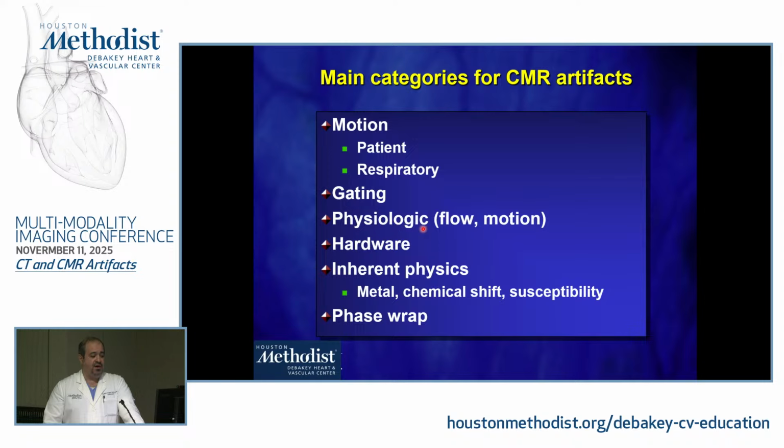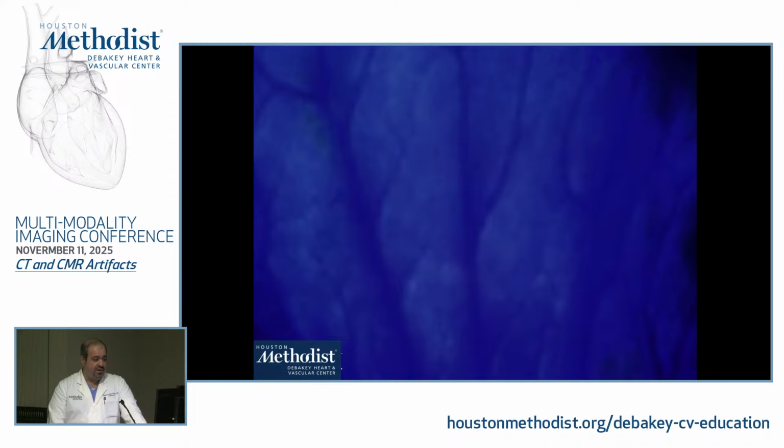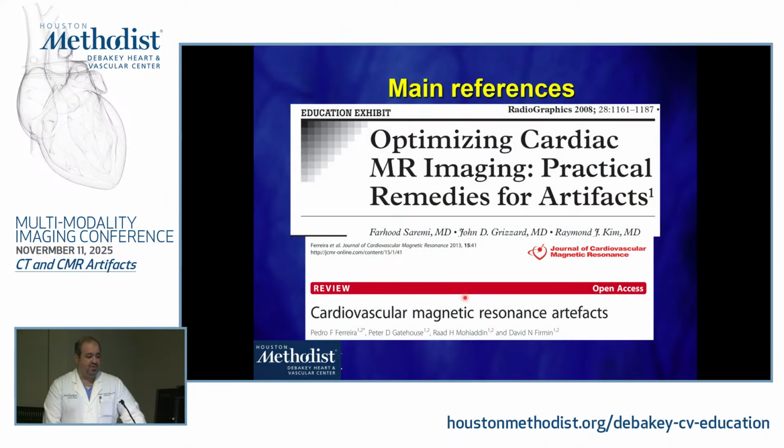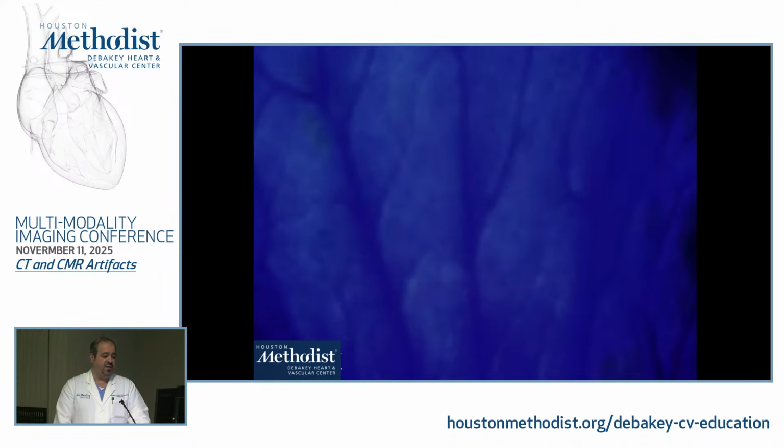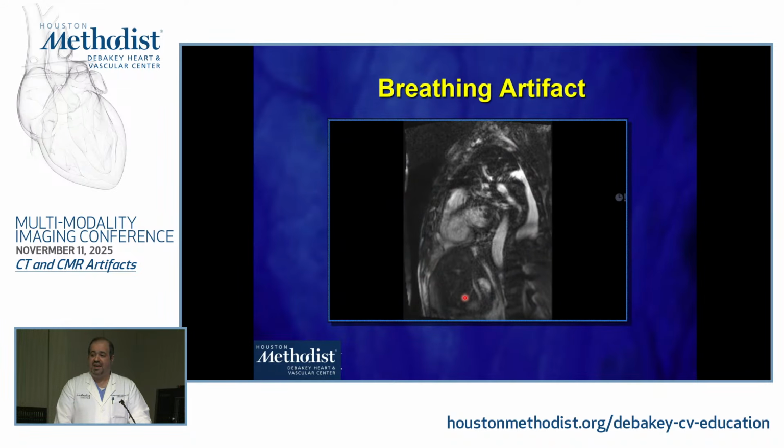There are some other artifacts that we see because of the flow of blood. So these are flow artifacts, from the motion of the blood inside the vessels. Hardware, which is similar to the metallic artifact that we see on CT. And then we're going to touch base on other inherent physics and phase wrap artifacts. These are some good references that you can come across in order to learn more about MRI artifacts. And it's a hot topic that they like to ask and test people on the boards.